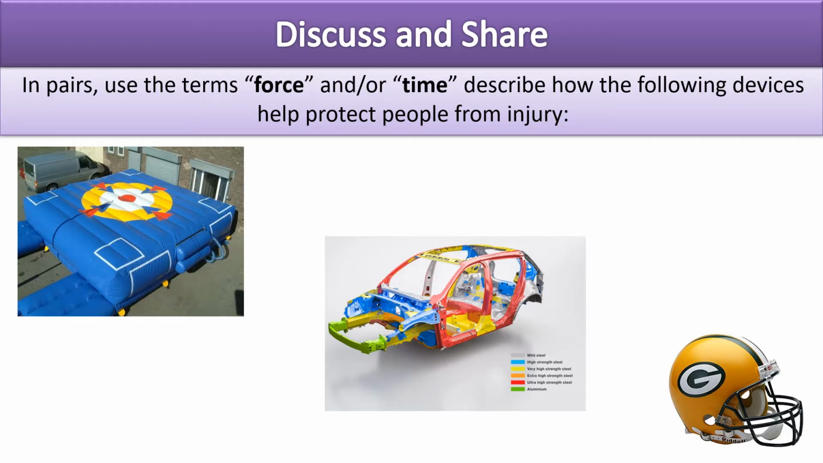So here are a couple of scenarios where you might be thinking about the impulse momentum theorem. I typically would do this in the classroom, and I would say in pairs, use the terms force and/or time to describe how the following devices help protect people from injury. So in the first one, this is like a stunt airbag that stunt people would use. This is, well, it's not an animation, but it's a picture showing the crumple zones and the different materials used for a frame in a car. So why would you want certain areas of the car to be designed to crumple? And then this is obviously a football helmet.